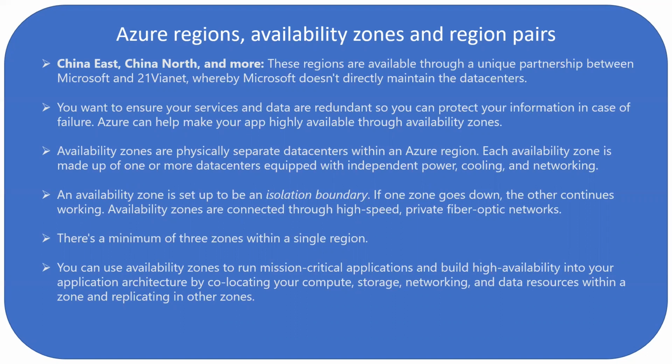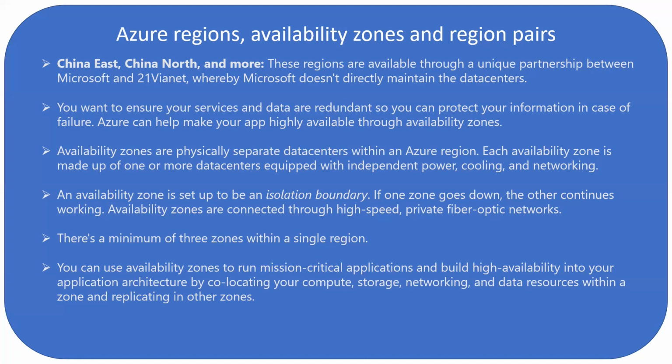So what are availability zones? They are physically separate data centers within an Azure region. Each availability zone is made up of one or more data centers equipped with independent power, cooling, and networking. So what we understood earlier is that in an Azure region there will be multiple data centers. But within the same Azure region, there can be physically separate data centers, which are called availability zones. One availability zone is a physical location in a region, which can have one or multiple data centers, equipped with their independent power, cooling, and networking.